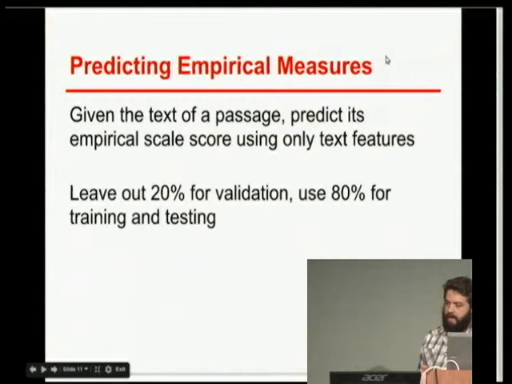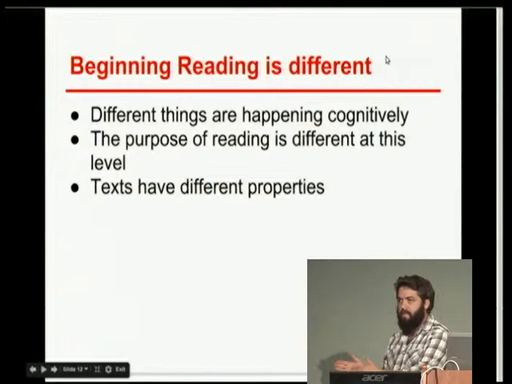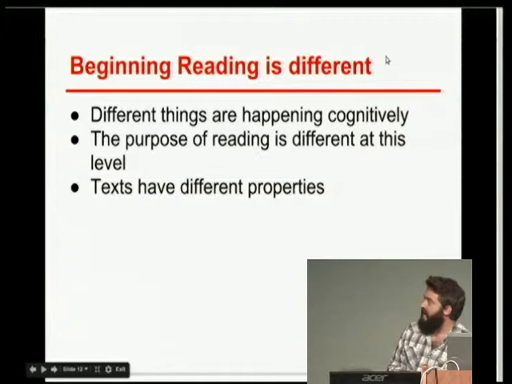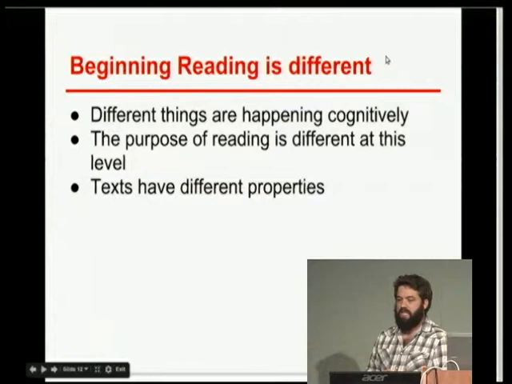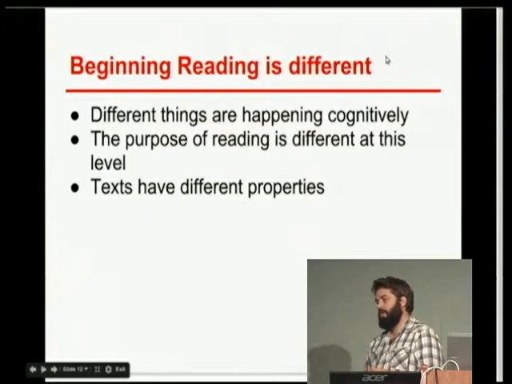So now I'll tell you a little bit about how we did our modeling. We've talked about the measurement piece of our project, and now we're going to talk about the modeling. There were a few guiding principles that we tried to keep in mind as we developed our text features. And the first is that beginning reading is different. And it's different for a couple of reasons. Different things are happening cognitively in beginning readers, and the purpose of reading is different.